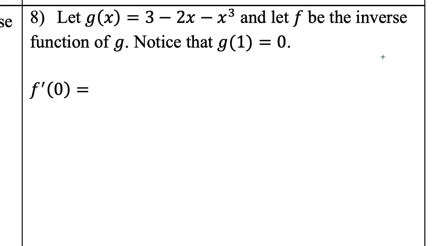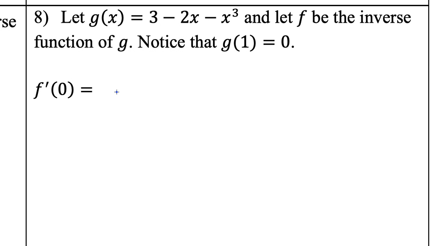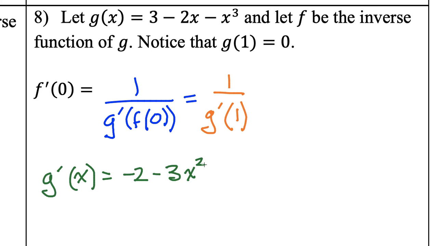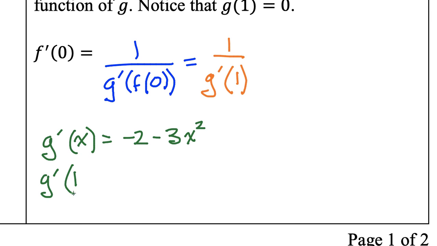Next question, number 8. Let's do this. So f prime in terms of g, so it's 1 over g prime of f of 0. And f of 0 is 1, so this is 1 over g prime of 1. And g prime of x is negative 2 minus 3x squared. So if I plug in 1, g prime of 1, I get negative 2 minus 3, which is, keep, change, negative 5. So I got negative 1/5.